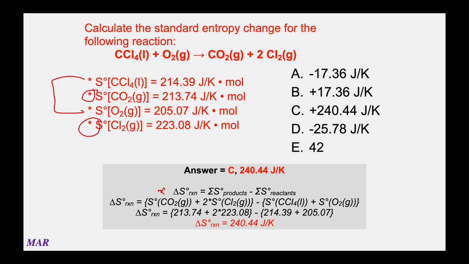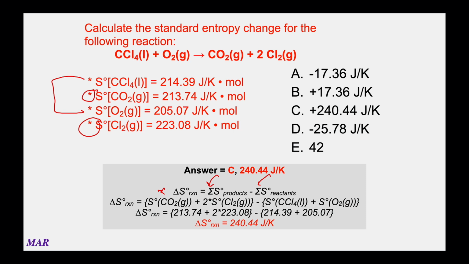It's the entropy of the reaction equals the sum of, that's what that symbol means, the sum of all the entropies of products minus the sum of all the reactants' entropy. And you just plug and chug the different numbers in. Make sure you multiply the chlorine by 2 because stoichiometries are affected. These entropy values are usually per 1 mole.